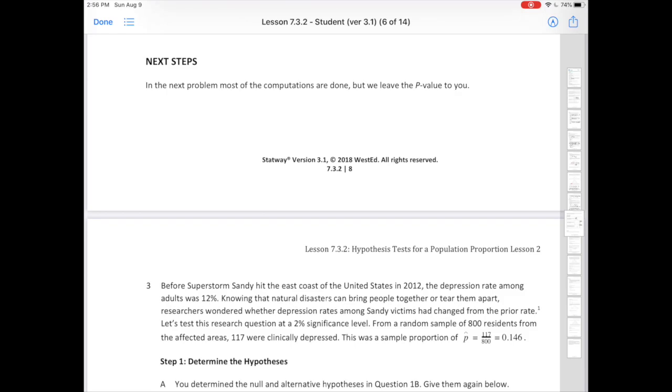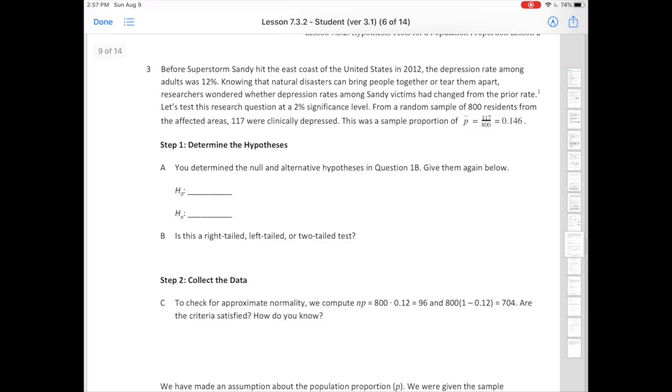Next steps. In the next problem, most of the computations are done, but we leave the p-value to you. So this one will be a lot quicker, right? So number 3. Before Superstorm Sandy hit the east coast of the United States in 2012, the depression rate among adults was 12%. Knowing that natural disasters can bring people together or tear them apart, researchers wondered whether depression rates among Sandy victims had changed from the prior rate. Let's test this research question at a 2% significance level. From a random sample of 800 residents from the affected areas, 117 were clinically depressed. This was a sample proportion of p hat equals 117 over 800, which is 0.146.